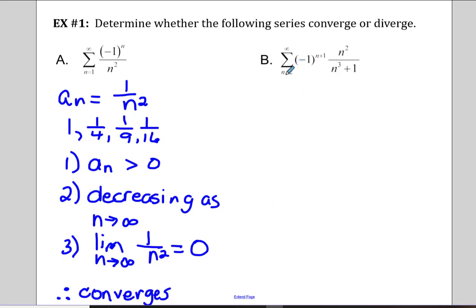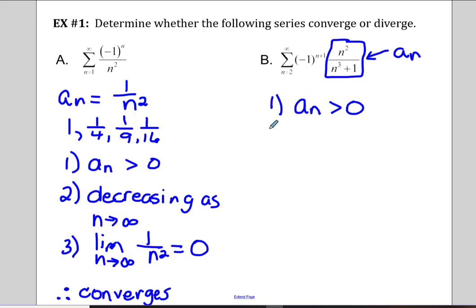So you can try B on your own, or you can follow along with me. Here I want to see what my a sub n term is, and that looks like this, since we have the -1 alternating portion out in front. And thinking about those terms, you can substitute 1 for n and get 1/2, and then 2 for n, we would have 4 in the top and 9 in the bottom, and 3 for n, we'd have 9 in the numerator and 28 in the bottom. So you can see that a sub n is positive.